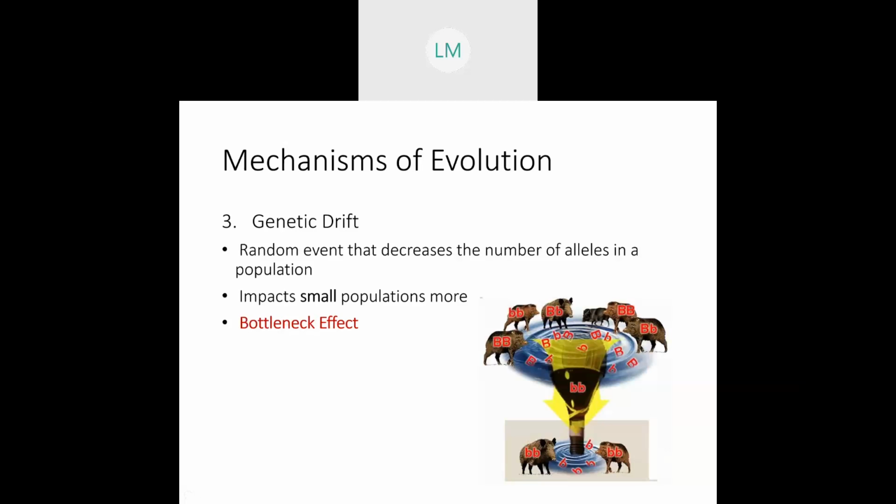The other type of genetic drift is called the bottleneck effect. This is where we have our large population and some sort of catastrophic random event happens that decreases the number in the population.